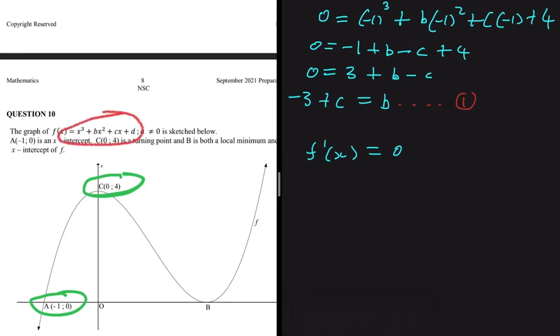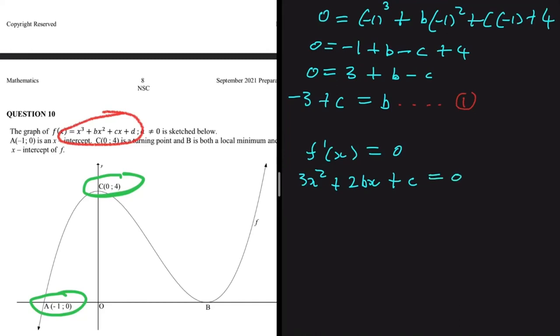So if we differentiate x cubed, we're going to get 3x squared. We just apply the power rule, right? And then plus 2bx plus cx. If we differentiate cx, we're just going to get c, right? And then d, we know that it's 4. It's a constant, so if we differentiate that, we get 0, and that will all be equal to 0.